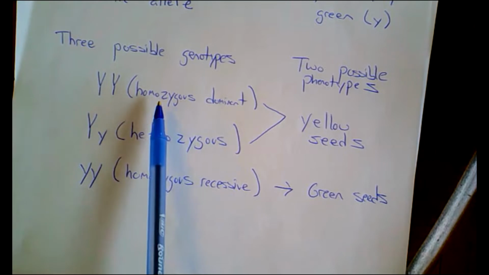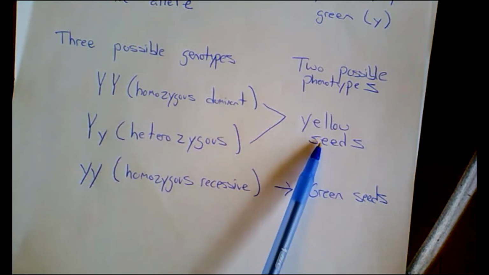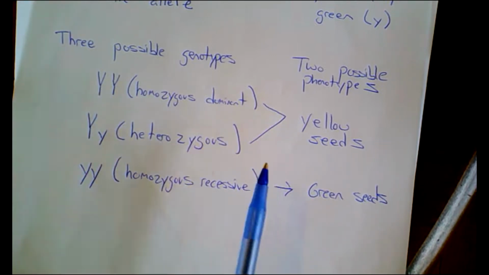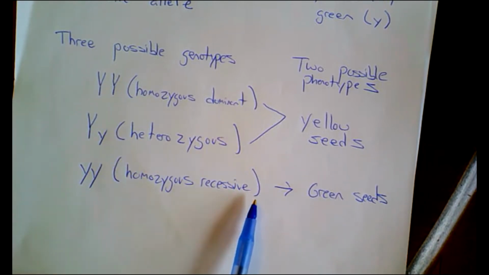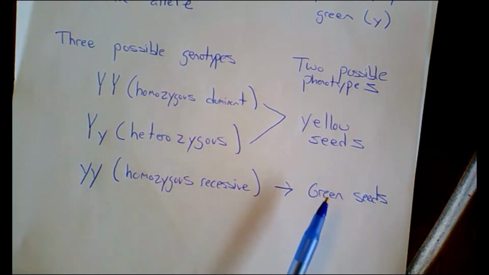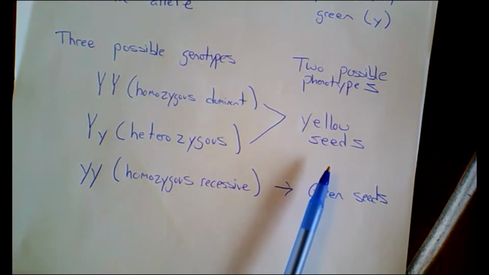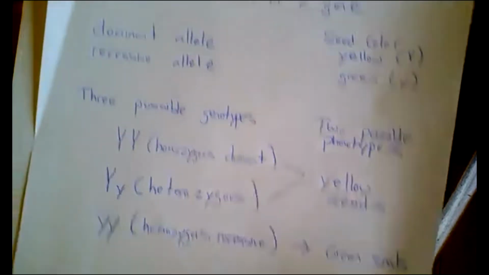Note that homozygous dominant and heterozygous both provide the same phenotype, and that's yellow seeds because of the dominant allele that's being expressed. The only way to get green is to be homozygous recessive to show that recessive trait. That's important. 3 genotypes leading to only 2 possible phenotypes in Mendelian genetics. So let's start our example.